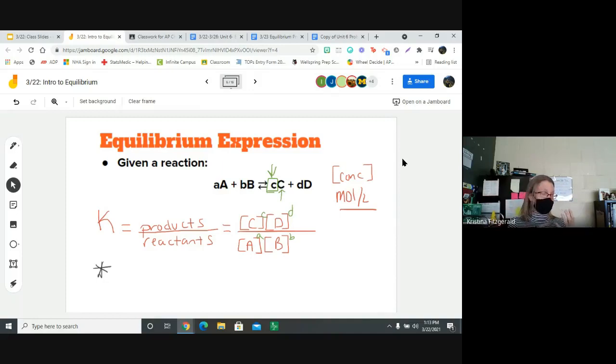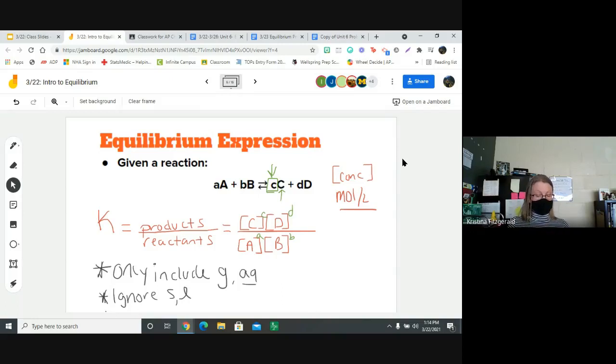So gases I want to include, and aqueous things I want to include. Only include things that can change: gases and anything that's aqueous or dissolved. So basically you're going to ignore, right on the screen, solids and liquids. And we're going to do a couple examples of writing the expression.